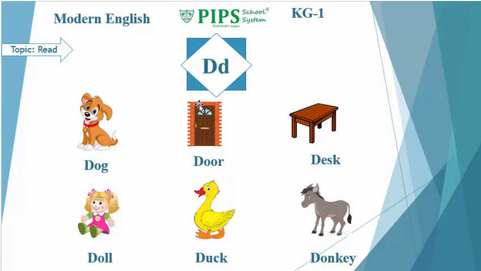The next letter is D. What is the name of this letter? The name of this letter is D. Sounds like D. Let's learn which things begin with the letter D.